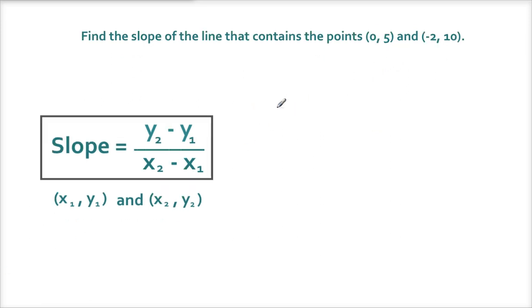Let's look at another example. Find the slope of the line that contains the points (0, 5) and (negative 2, 10). Now we need to label the points x1, y1, and x2, y2. And then we're going to plug the numbers into our slope formula. So we do y2 minus y1. So y2 is 10 minus y1 is 5. Then we do x2 minus x1. x2 is negative 2 minus x1 is 0.